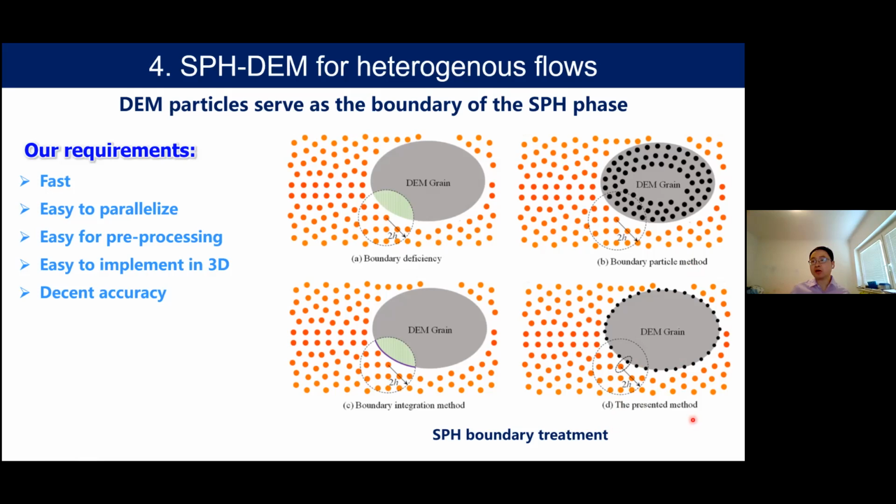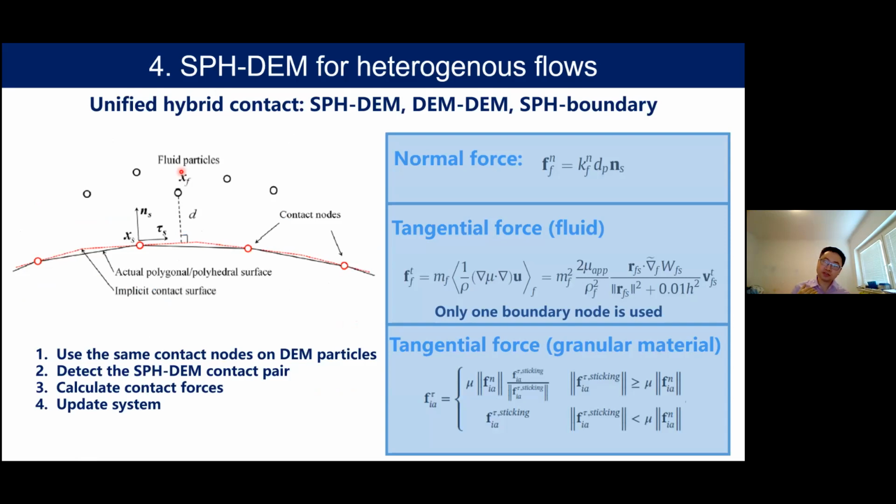So here we develop a hybrid contact method, which means that the interaction is also based on the hybrid contact, even though it is fluid-structure interaction. We use the same contact nodes on the DEM particles and then detect the SPH-DEM contact pair to search the nearest pair and then calculate the contact force. Depending on the material type, we can have different ways to compute the tangential force. If it's fluid, the tangential force is based on viscous force.